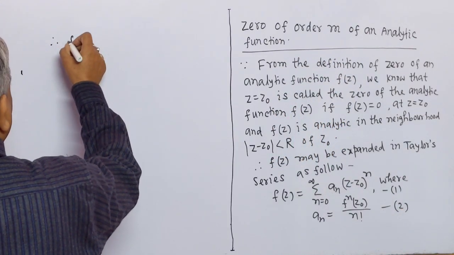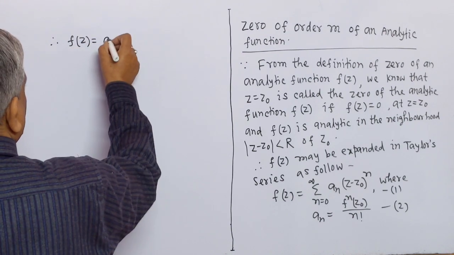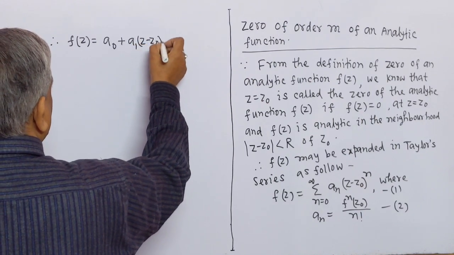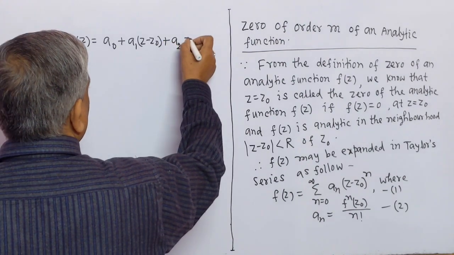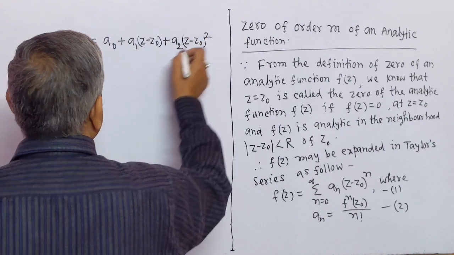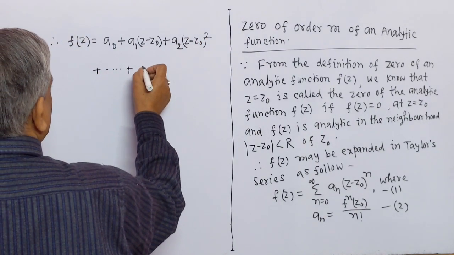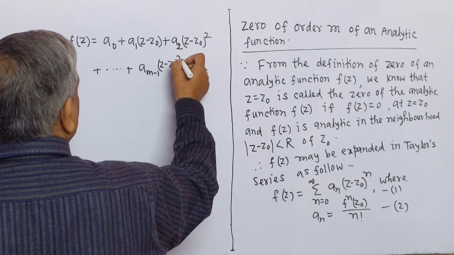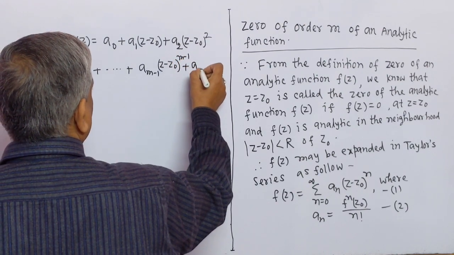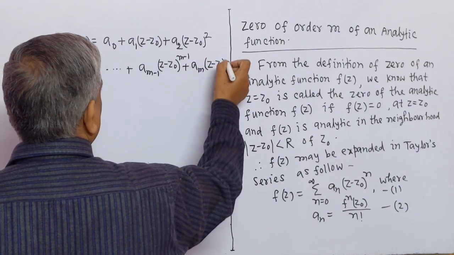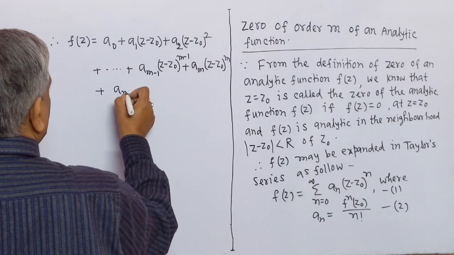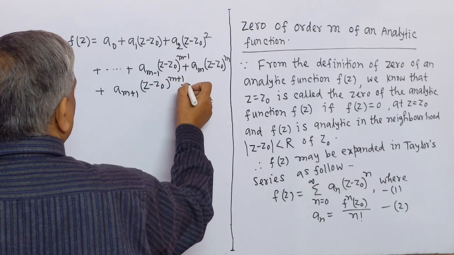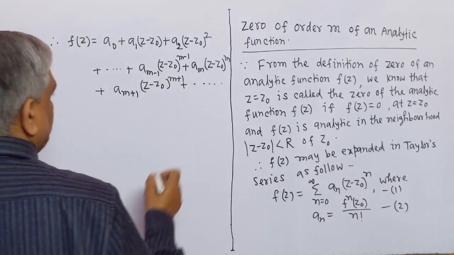Therefore, f(z) equal to a naught plus a1 (z minus z naught) plus a2 (z minus z naught) whole square plus dot dot dot plus a m minus 1 (z minus z naught) whole to the power m minus 1 plus a m (z minus z naught) whole to the power m plus a m plus 1 (z minus z naught) whole to the power m plus 1 plus dot dot dot. Let this be number 3.